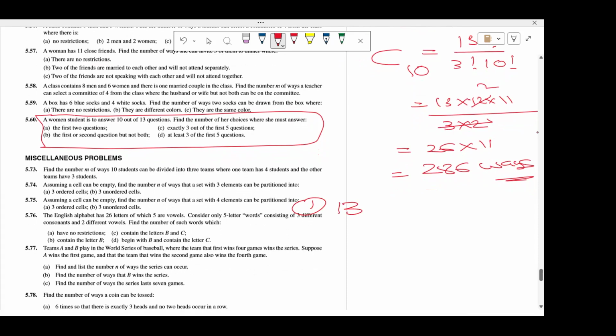So the first question she can answer 13 ways, multiplied by, if she selects one question the first time, for the second question she has only 12 questions, right? So 13 into 12 is the number of ways she can answer the first two questions. So what is the answer? 13 into 12, 156 ways. Okay, the next question: the first or second question must not both.